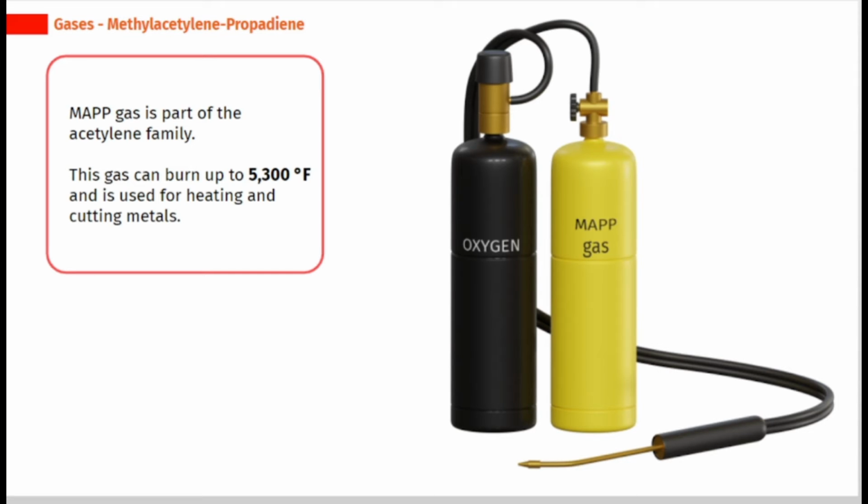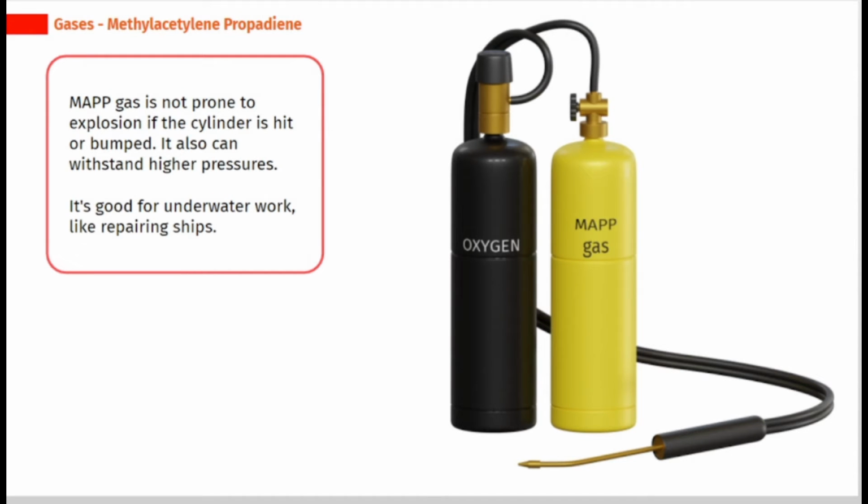MAPP gas is part of the acetylene family. This gas can burn up to 5,300 degrees Fahrenheit and is used for heating and cutting metals. MAPP gas is not prone to explosion if the cylinder is hit or bumped. It also can withstand higher pressures. It's good for underwater work, like repairing ships.